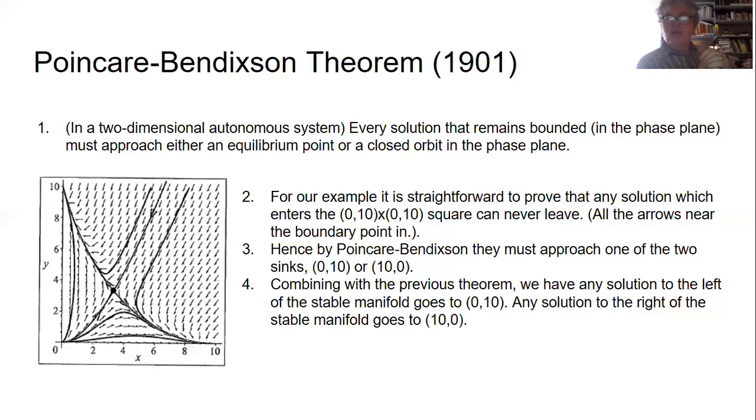And so combining that with the previous theorem, that's actually proved that if you have any solution to the left of the stable manifold, it goes to 0, 10, and any solution to the right goes to 10, 0. Okay, and that's today's lecture. And in tomorrow's, the next one, we're going to look at more examples of this.